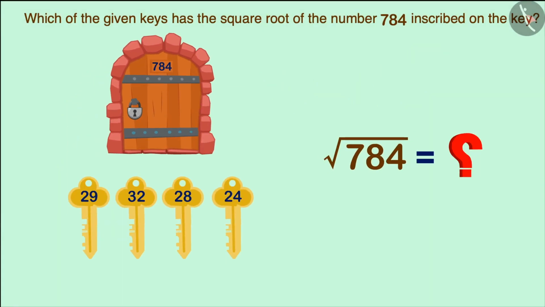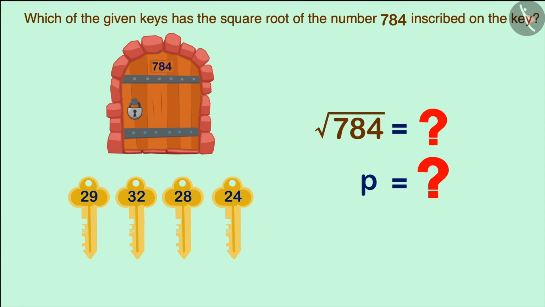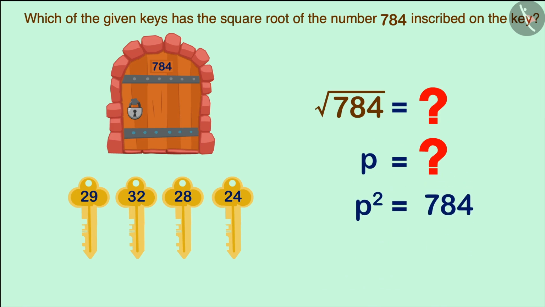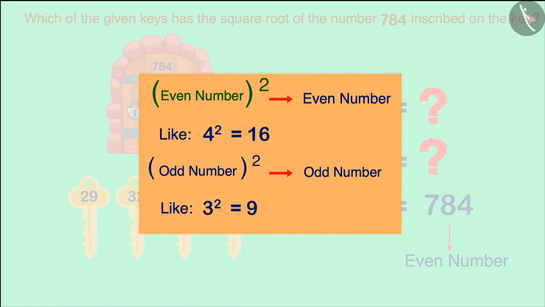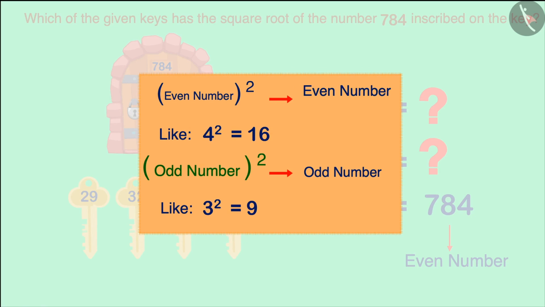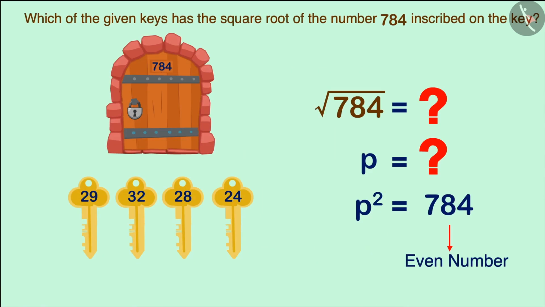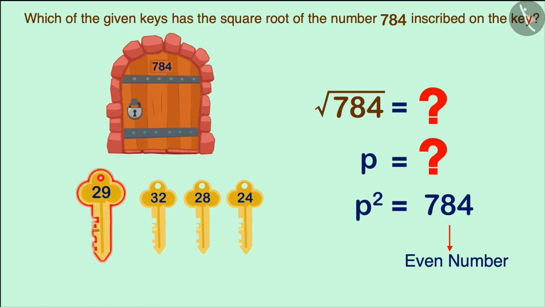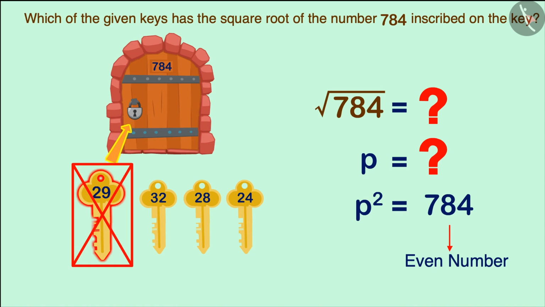Here, we have to find the square root of 784. That is, we have to find a number p whose square is 784. Here we can see that the number 784 is an even number, which means that p will also be an even number because the square of even numbers is always an even number and the square of odd numbers is always odd. And because the number 29 is an odd number, the key with the number 29 will not open this lock.